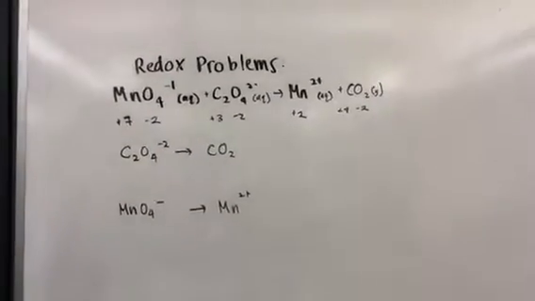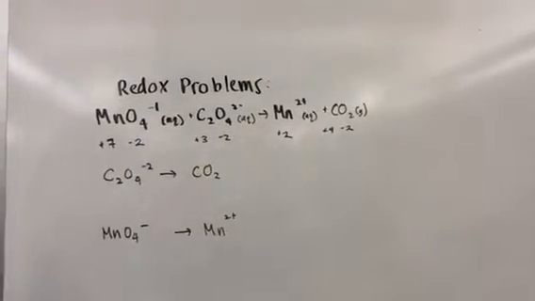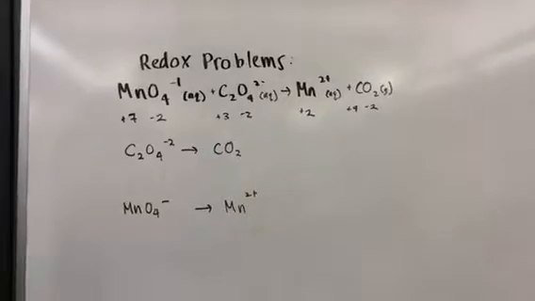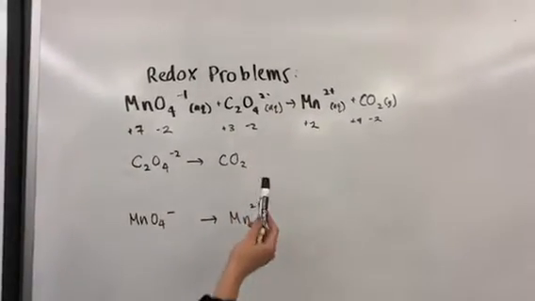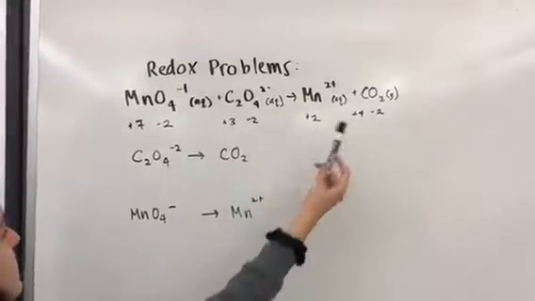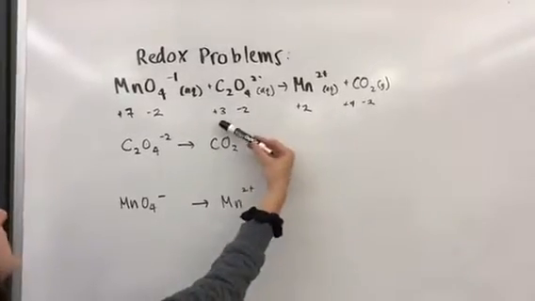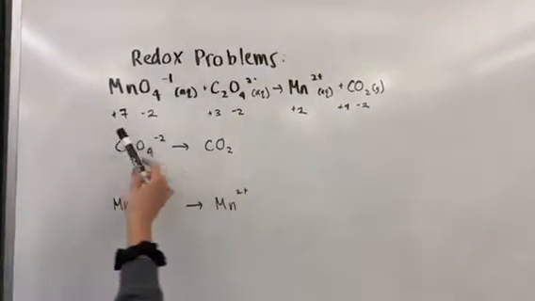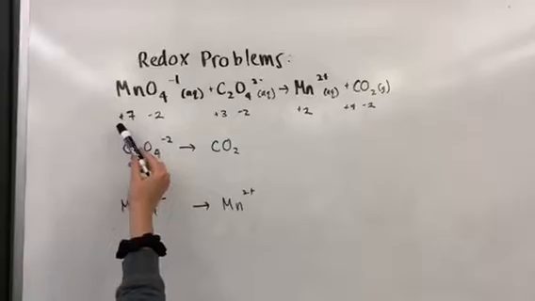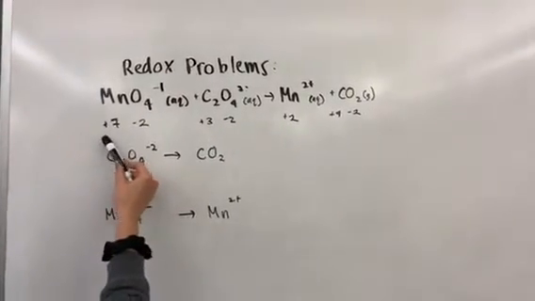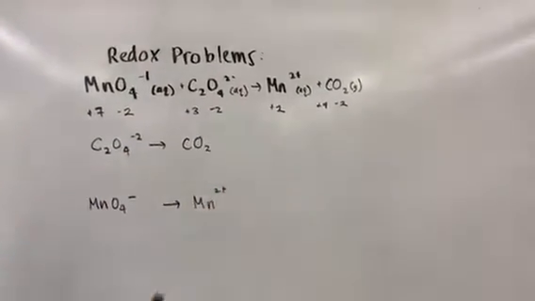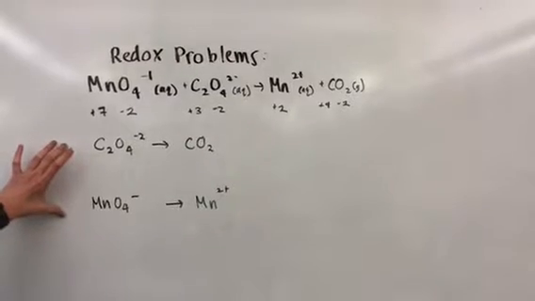Okay, so the first step is to divide this into oxidation and reduction half reactions. We can tell by our oxidation numbers that carbon is being oxidized because it's losing electrons, so we can see it's becoming more positive. Manganese is being reduced because it's gaining electrons. It's becoming more negative, going from +7 to +2. So we divide it into these two half reactions.